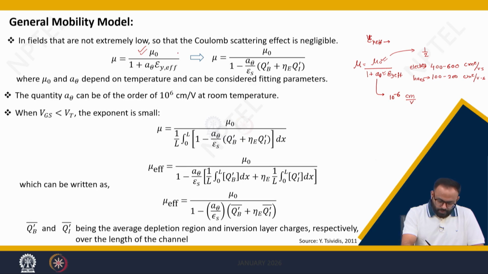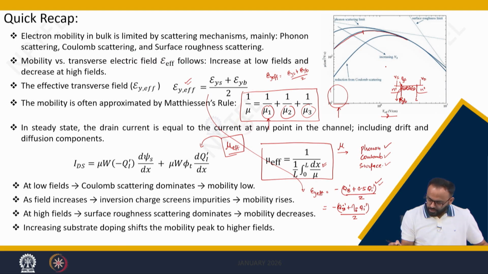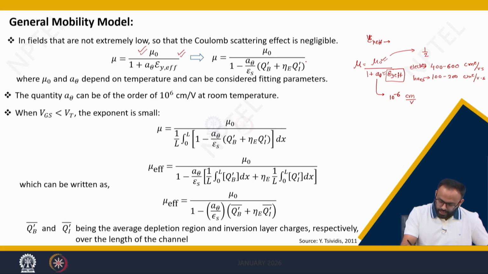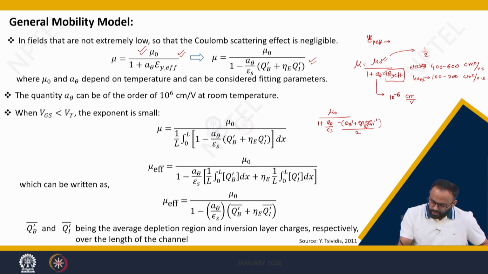Now we will use this equation and fit our previous expression for Ey effective, which is given by minus of Qb dash plus 0.5 Qi dash divided by epsilon s, where Qb dash is the bulk charge per unit area and Qi dash is the inversion charge per unit area. So I can substitute here and I will get mu equals mu naught divided by 1 minus A theta by epsilon s times (minus Qb dash plus 0.5, or in the general case eta, times Qi dash).